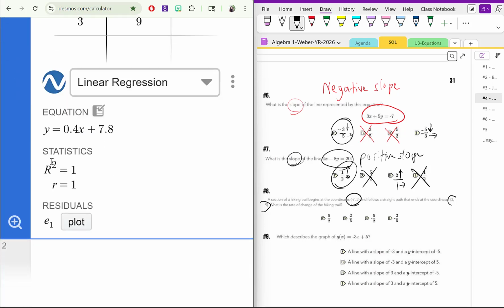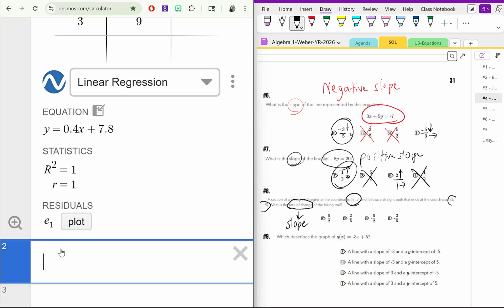Okay, and now the question's asking us for rate of change. That's another word for slope. So if you ever see it say rate of change, just think of it as slope. Okay, so they're asking us what slope is. Looking at this equation, we have 2 numbers. We have 0.4 or we have 7.8. So remember, slope is the number with x, so it would be 0.4.